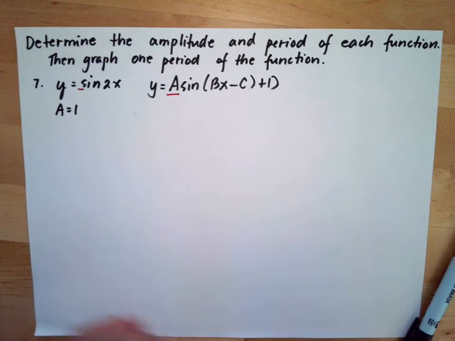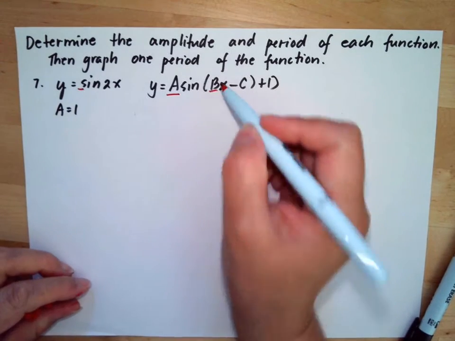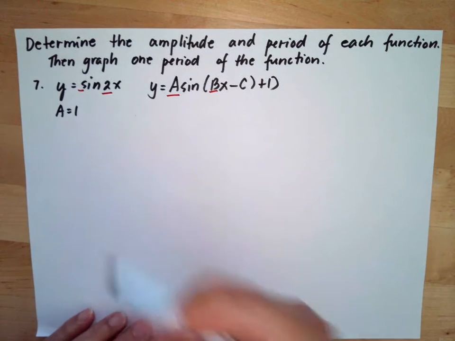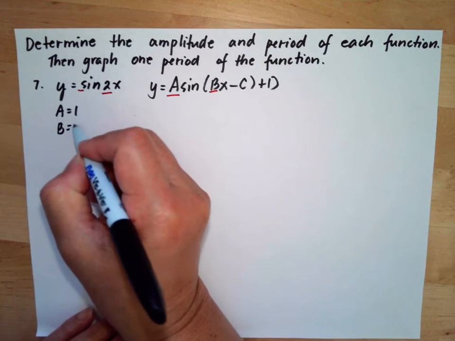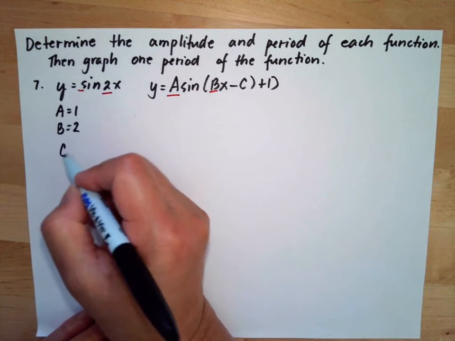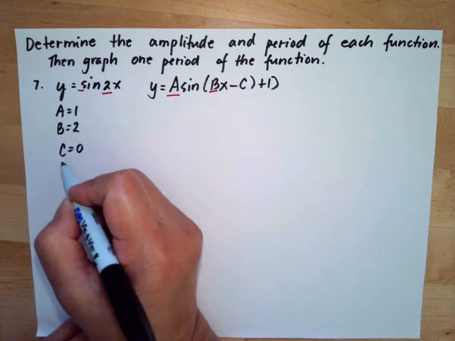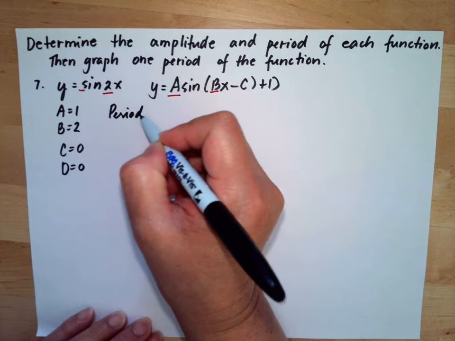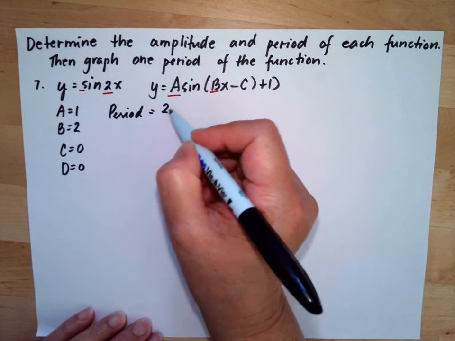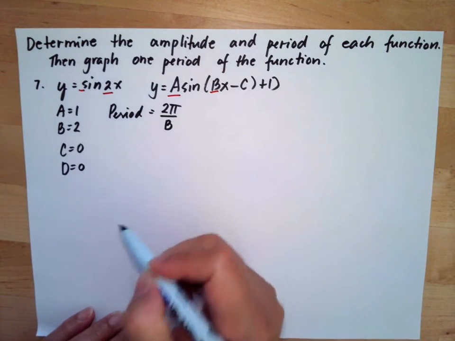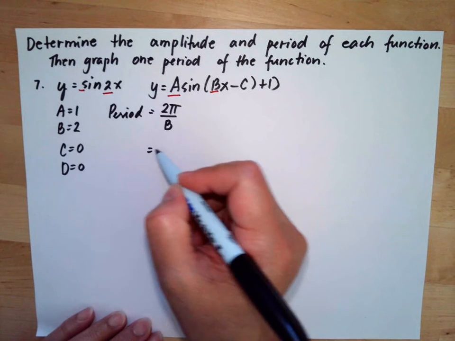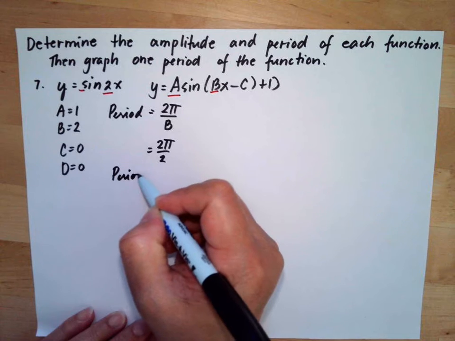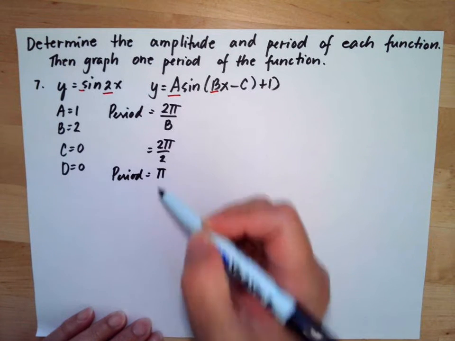Then the coefficient of x is the b, so here our b is 2, and there's no c, there's no horizontal shift, there's no vertical shift also. Then after that, we need to solve for our period. So the formula is 2 pi over b. Now b is equal to 2, so this will be 2 pi over 2. So the period is equal to pi.